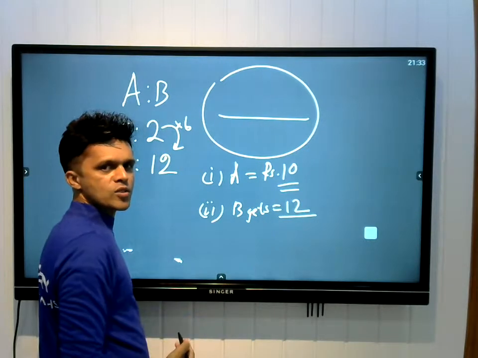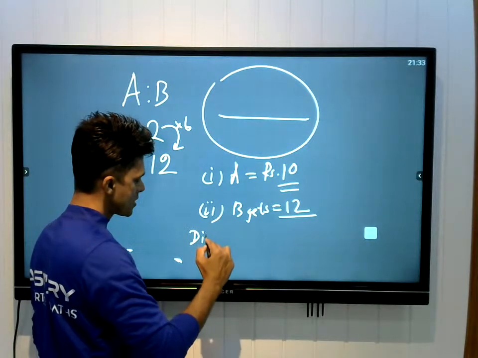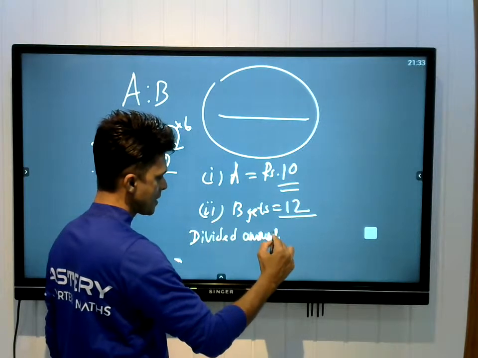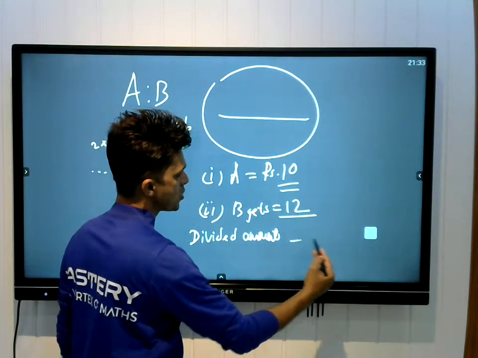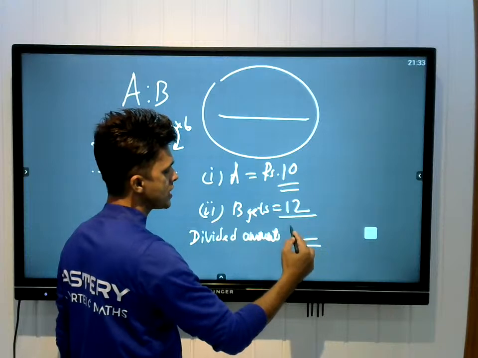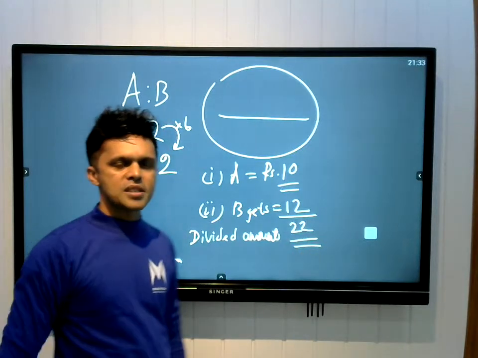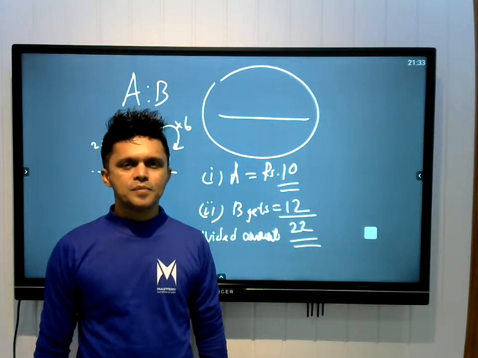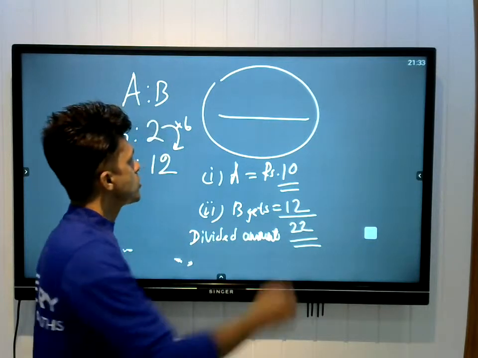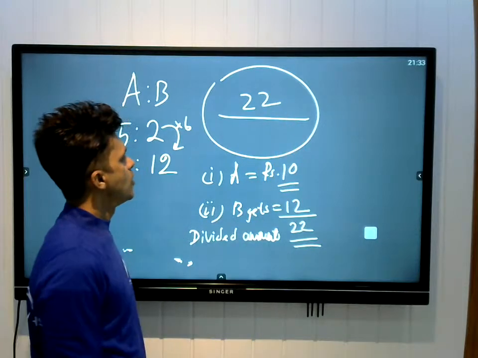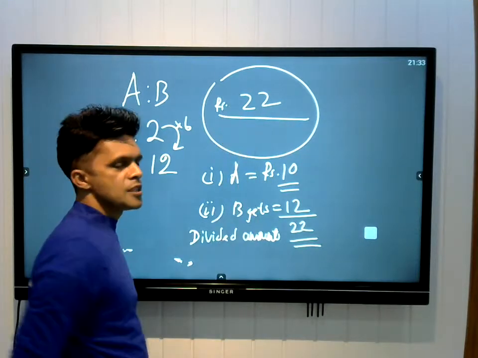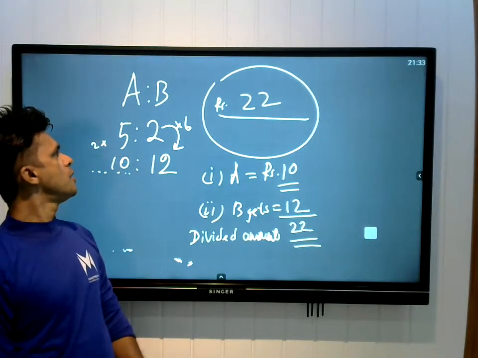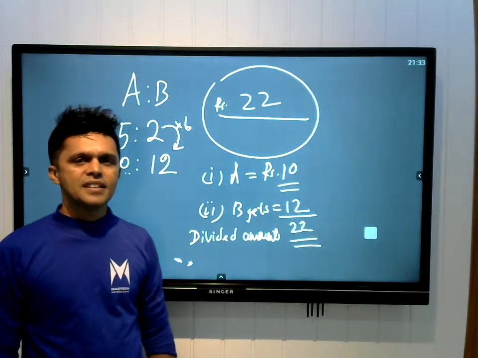Now the divided amount can be taken. I need these values. 10 plus 12 is 22. This is the divided amount, right? So the divided amount is 22 rupees. Okay. In terms of getting the divided amount, what we have to do is, first of all, we need to get the amount which is taken by A here.